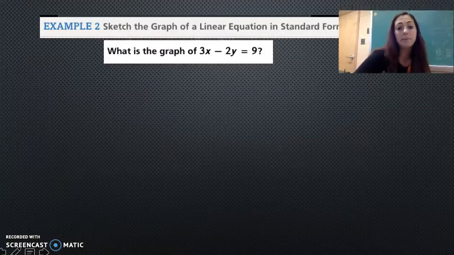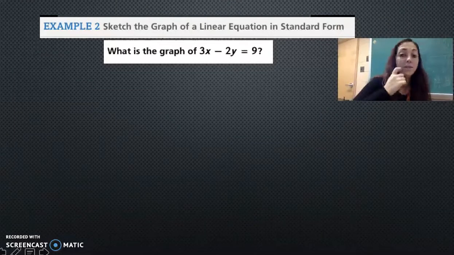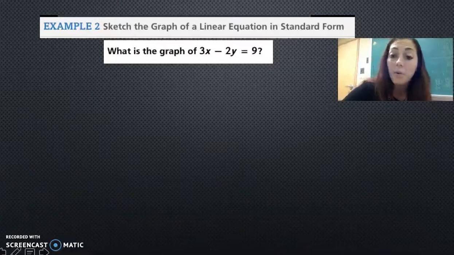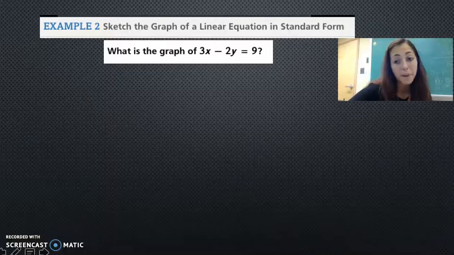All right, so this is example 2. We're going to sketch a graph. So if you want to pause the video and start making a coordinate plane, the graph is 3x minus 2y equals 9, which is in standard form. So you don't want to rearrange the equation to make it look like slope-intercept form. I'm going to show you a better way.